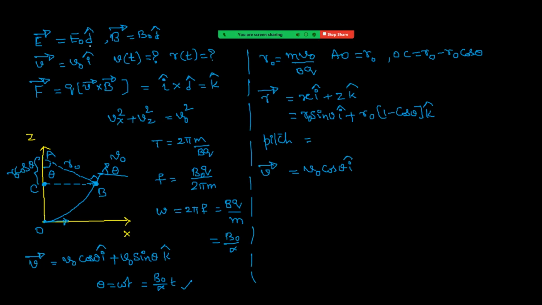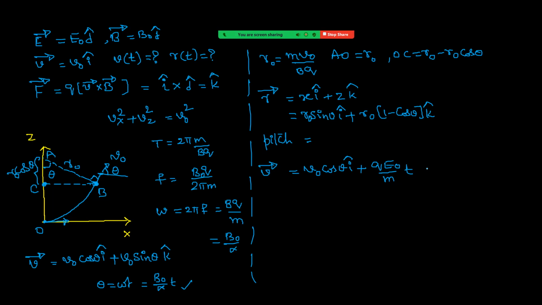Coming to the y-axis. Initially there is no velocity along the y-axis. Because of this electric field, the acceleration is constant. So we can write the velocity along the y-axis: the acceleration is q E naught by m, the y component of acceleration because of the electric field, into t.